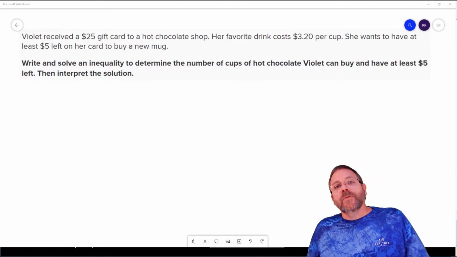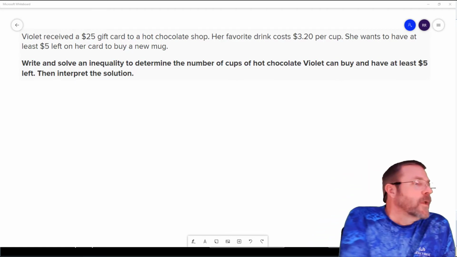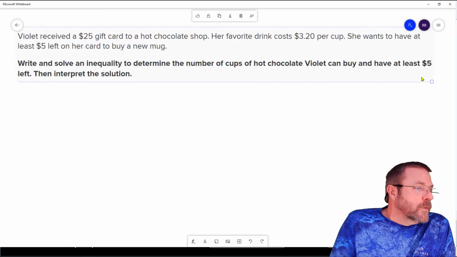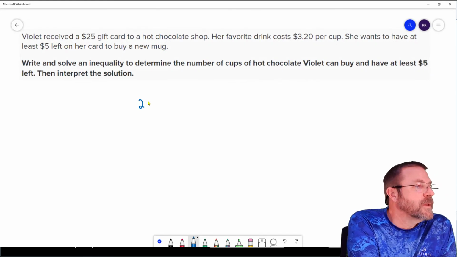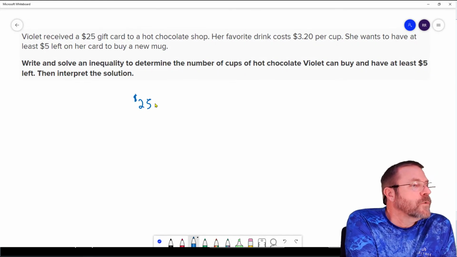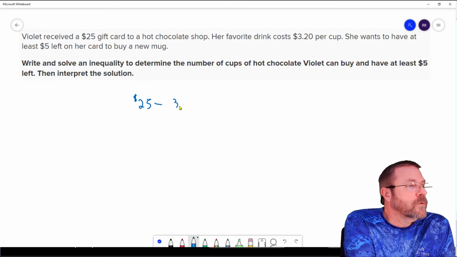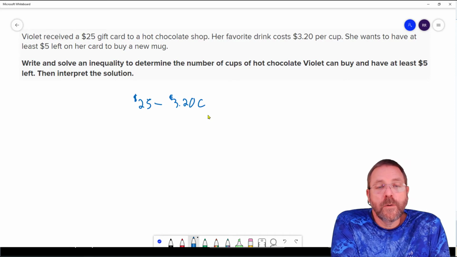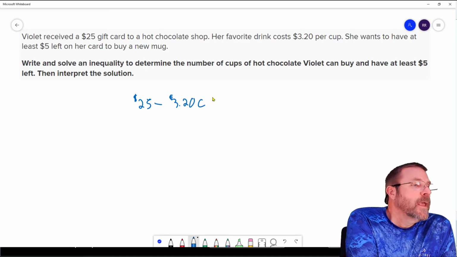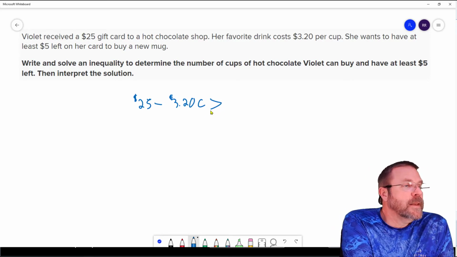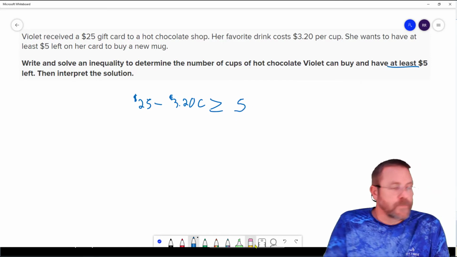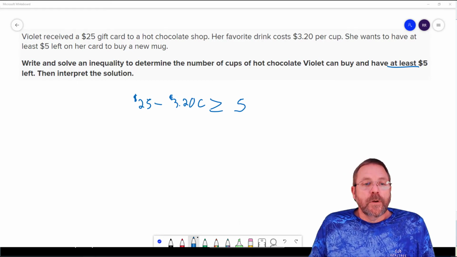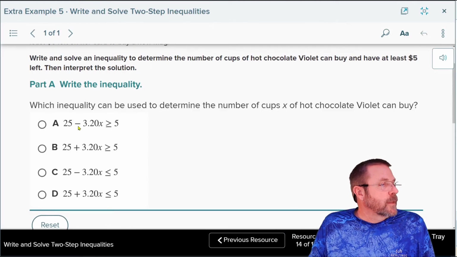So we have to come up with an inequality to represent this. First off, she is going to be starting with $25. That's where she began. From there, we're subtracting $3.20 every time she buys a cup of hot cocoa. I'm using C to represent cup. And she wants that final amount to be at least, and at least means greater than or equal to, $5. So that's the inequality I came up with. Let's see what I can match it with here. That's going to be right there. Answer's A, right on top.